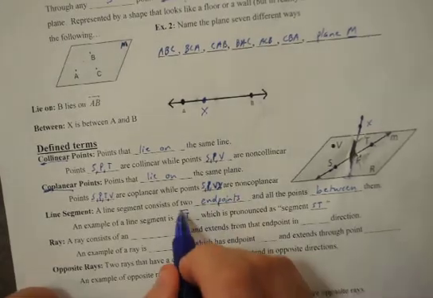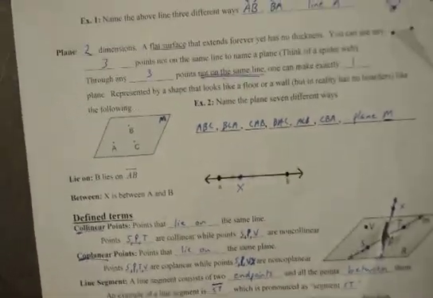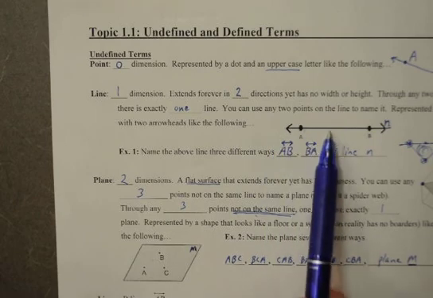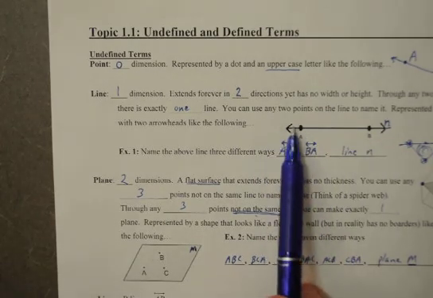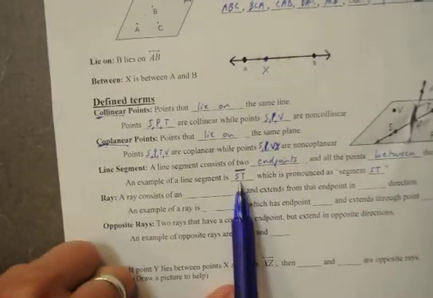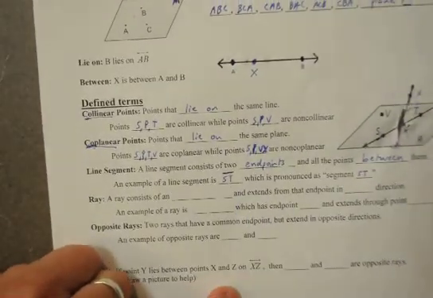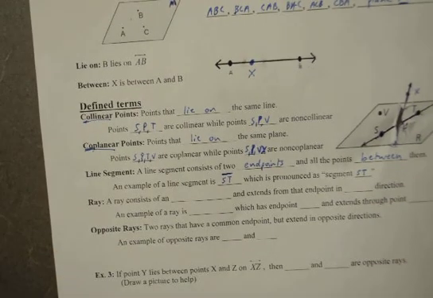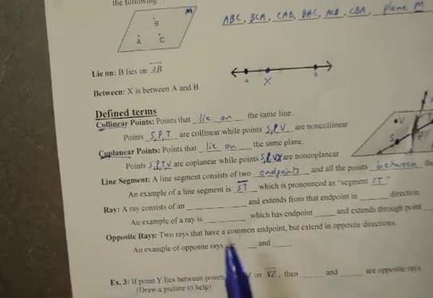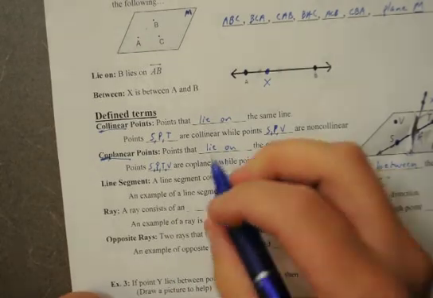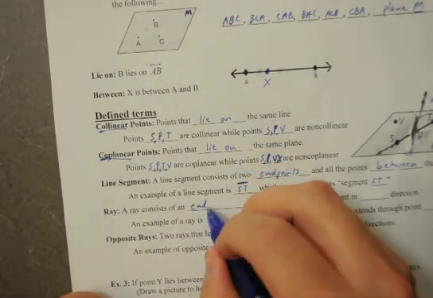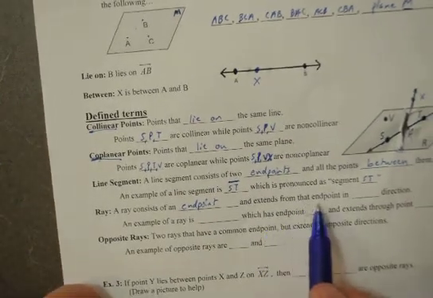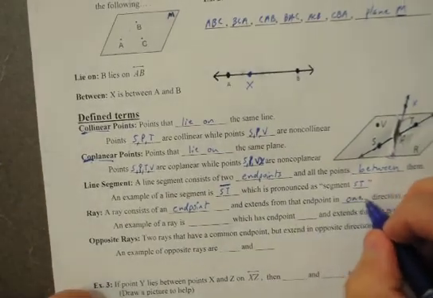Notice the little line I put above it, which is different from this. This is a line, which means it goes forever. It goes beyond A and beyond B. And this is segment ST, which means that it's bounded by S and T. Bounded. And then a ray. A ray consists of an endpoint and extends from that endpoint in one direction.